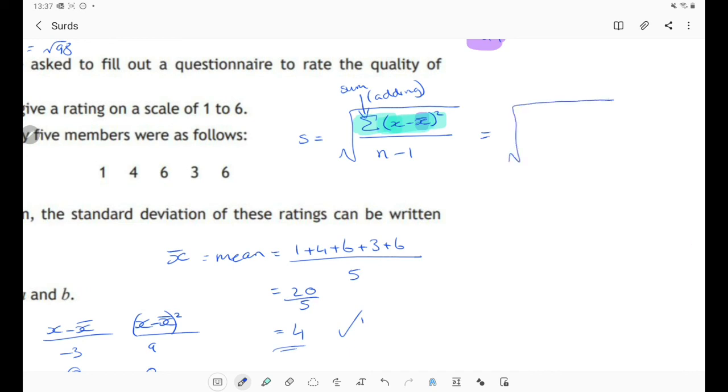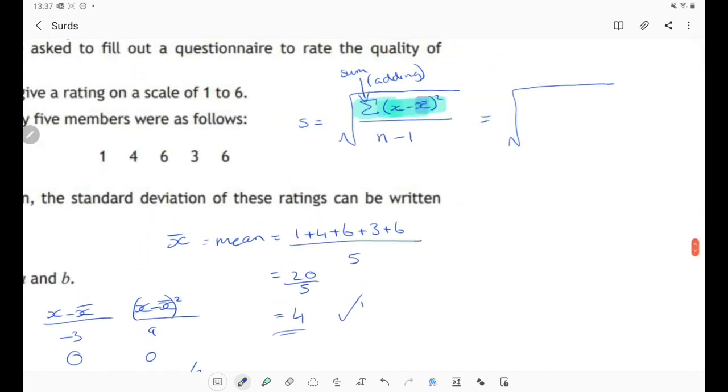So the sum of all that stuff we said was 18, all over n. Now n is just your number of pieces of data. So we have 5 minus 1. Simplify that down, we've got 18 over 4.